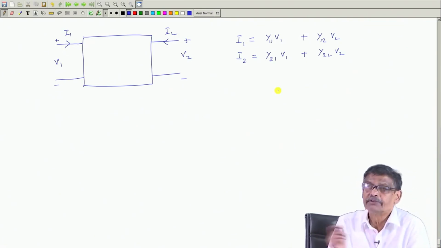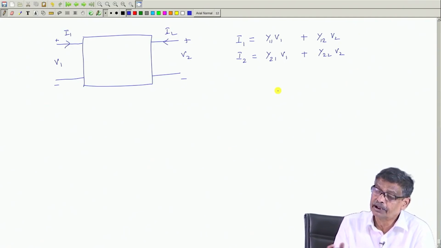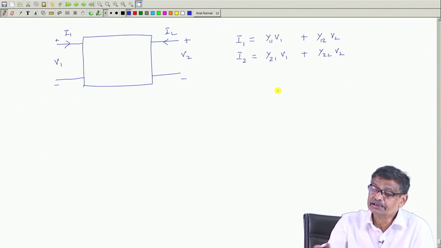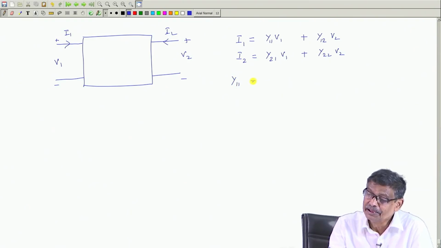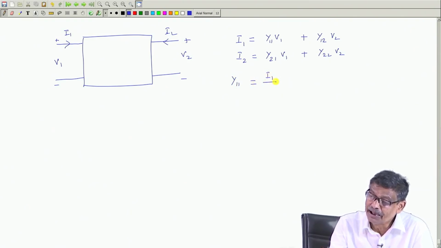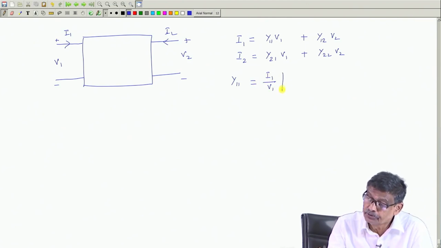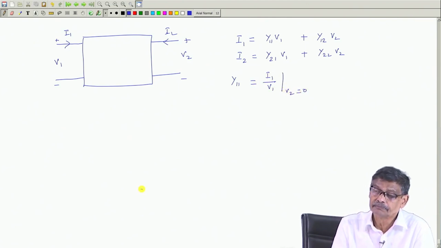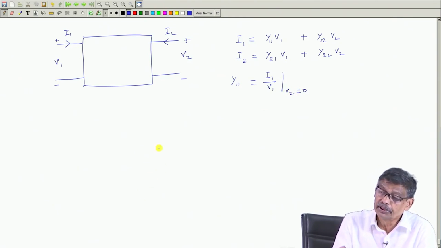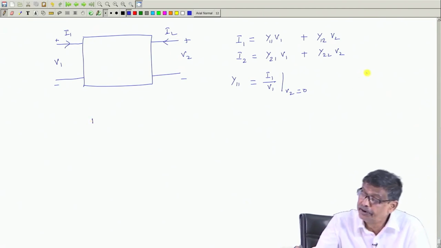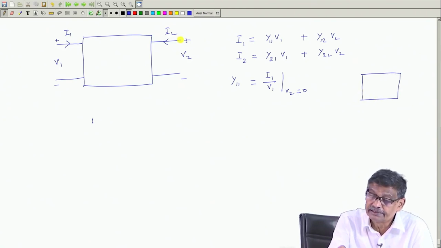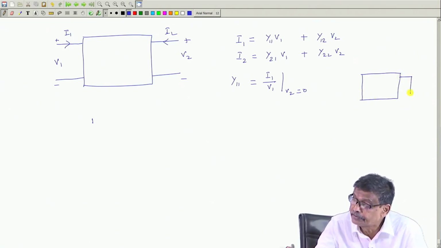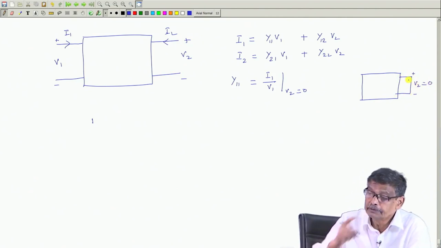Now, once again, what are the values of Y 11, Y 12, Y 21 and Y 22? You can easily see Y 11 will be equal to I 1 by V 1 provided V 2 is equal to 0, is it not? So, suppose I draw the network now like this, a two-port network. V 2 equal to 0 means you short circuit this. Then only V 2 will be equal to 0.